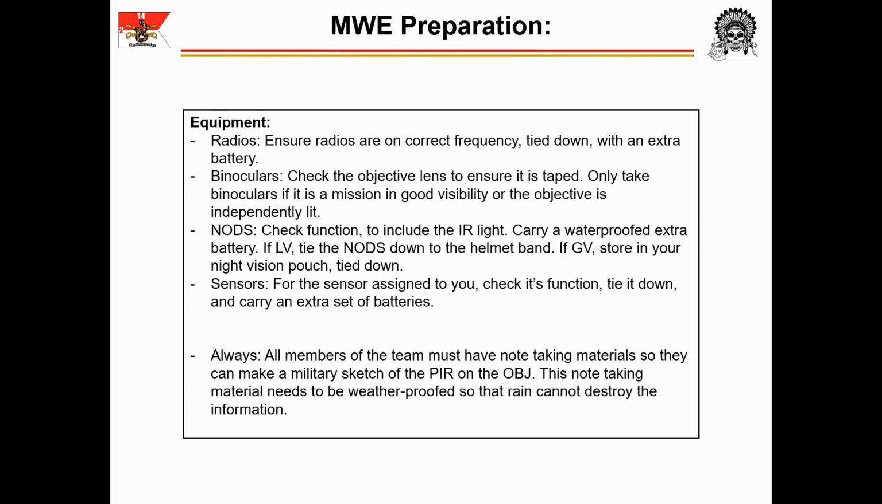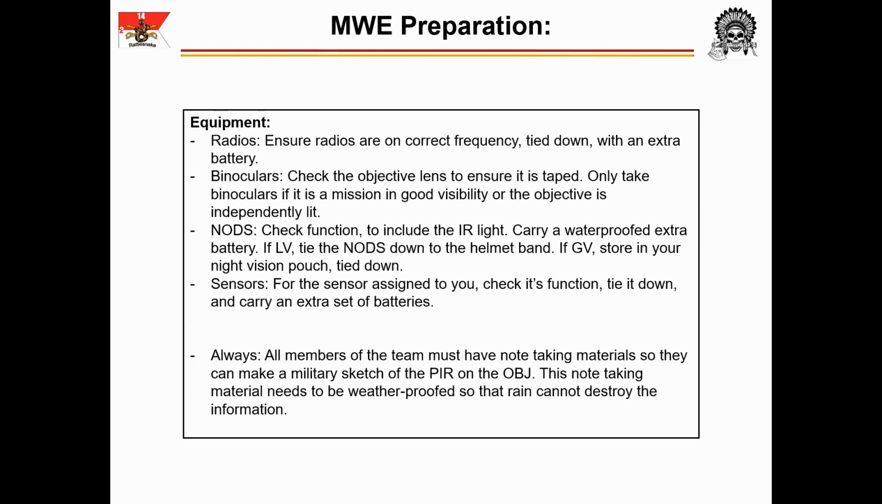For binoculars, check that the objective lens is taped. This reduces the chance of glare giving away, and reducing the chance of glare reduces the chance of the position being detected. The objective lens should not be taped so that it does not allow light to enter the lens and impedes the binocular's function. Also, only take binos if the mission is taking place in good visibility, or if the objective is independently lit.